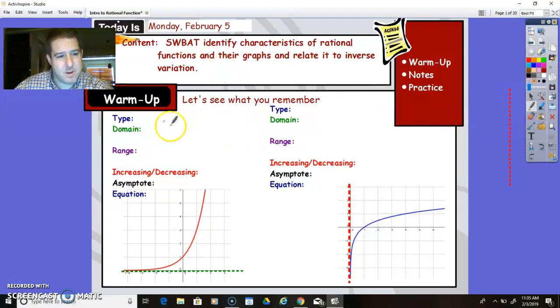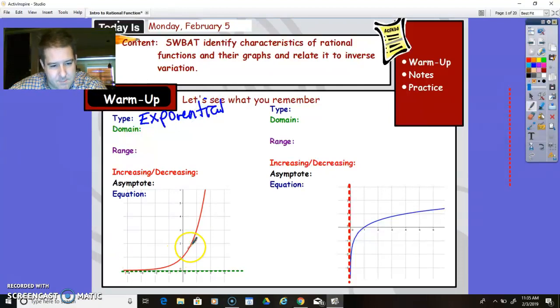Now, before we get into rational functions, we want to talk about two different types of functions that we had done in the past, which had both horizontal asymptotes and vertical asymptotes, because rational functions are going to have both. If a function like this has just a horizontal asymptote, then this is an exponential function.